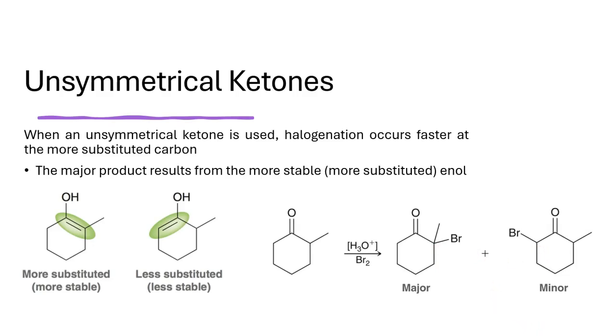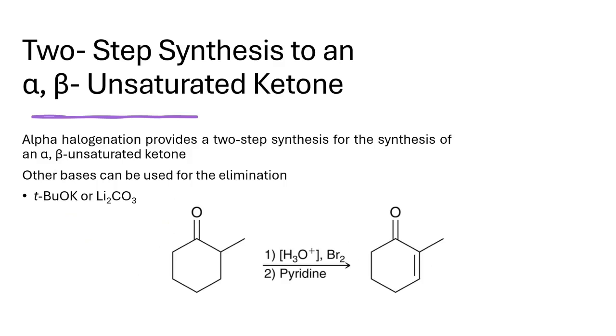Two-step synthesis to an alpha-beta unsaturated ketone. Alpha halogenation provides a two-step synthesis of an alpha-beta unsaturated ketone. Other bases can be used for the elimination, which include tert-butoxide or lithium carbonate. In the first step, we would have the formation of the halogenated ketone. Elimination would then result in the alpha-beta unsaturated ketone. On the alpha carbon, we have the carbonyl. On the beta carbon, we have the alkene.